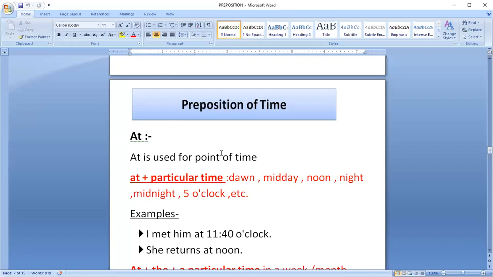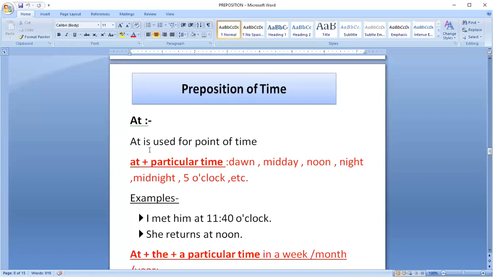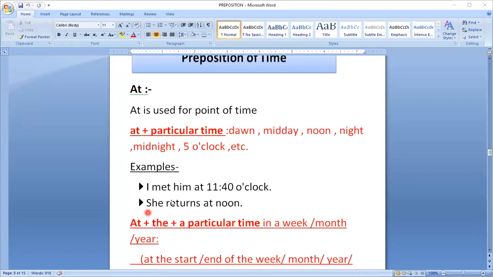Now students, let's start the category of preposition of time. Okay, so at is used for a point of time. Where we use at? It is used for a point of time. Okay students, underline this. Yes, at plus particular time. जब हम particular time की बात करते हैं we use at preposition as dawn, midday, noon, night. Okay students, so midday. I'm giving an example. I met him at 11:40 o'clock. जब मैं उससे कब मिला? एज ए टाइम डिस्कस कर रखा है यहाँ पे, टाइम दे रखा है तो we use at preposition. She returns at noon. जब हम noon की भी बात कर रहे हैं तो we use at preposition, as this is a preposition of time.